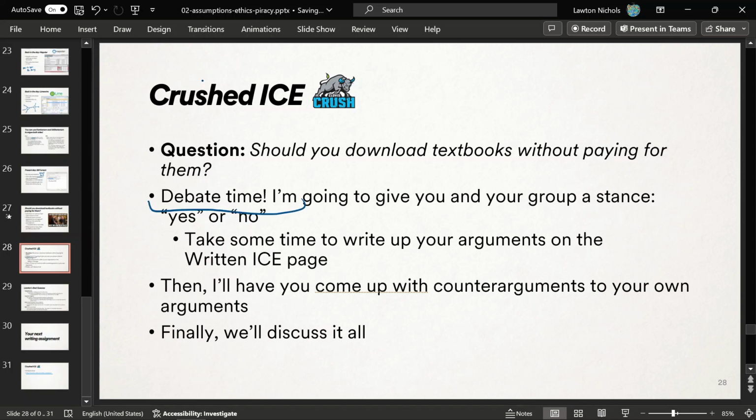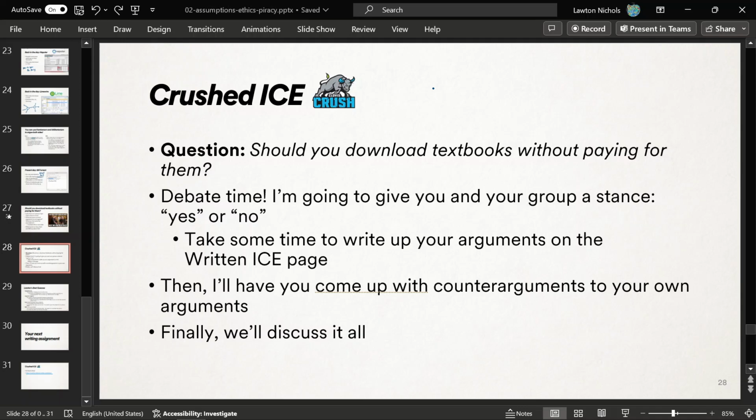I'm going to ask you to do just a text version of a debate. So I'm going to give you and your group a stance. I'm going to say yes. You should answer yes to this question. Come up with arguments saying yes, and come up with arguments saying no. I'll give you some time to write that down. But I need to give you a stance in just a second. I'll also talk to you about counter arguments. I want you to bash down your own arguments after you come up with some, and then we'll discuss.